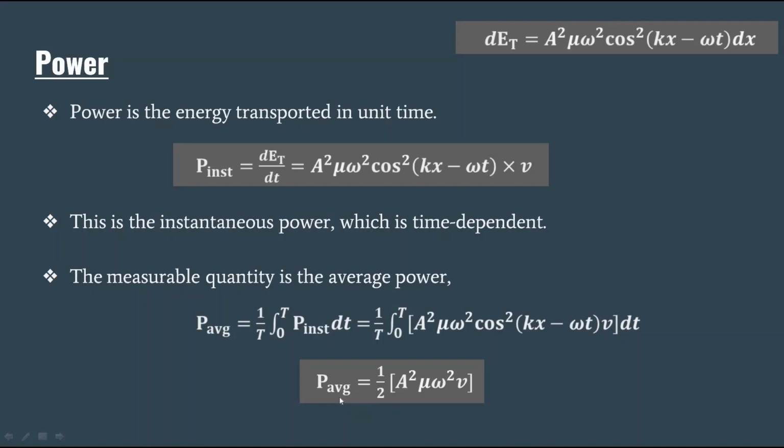So, in this presentation, we have obtained the expressions for the instantaneous total energy, instantaneous power, and average power of a mechanical wave. So, I hope you enjoyed it. Thank you for listening.